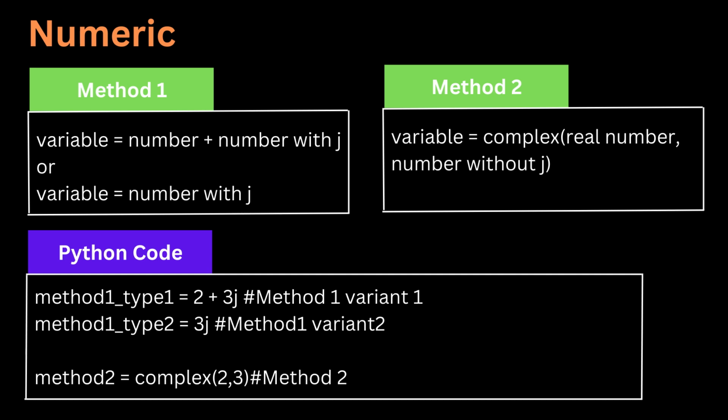There is also another way, which is variable equals to complex, and inside the parenthesis you have to specify the real number first, comma, the imaginary number without J.